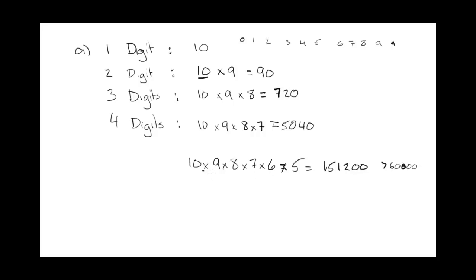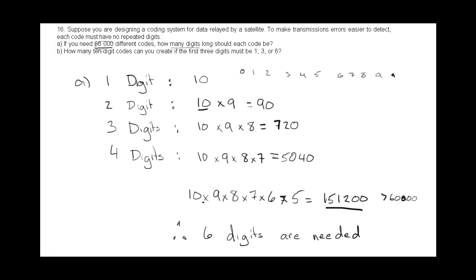So how many digits did I have? 1, 2, 3, 4, 5, 6. So therefore, 6 digits are needed. You need 6 digits to get at least 60,000 codes. And actually, that'll get you way more than 60,000 codes. That would get you 151,200 codes.